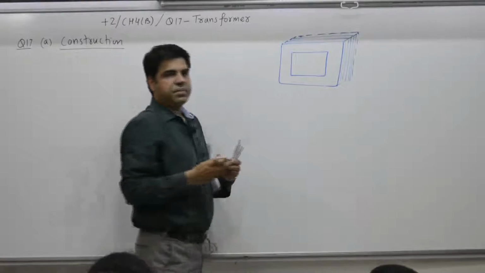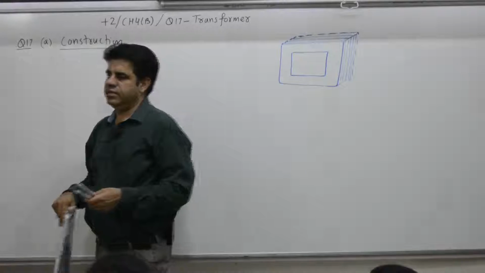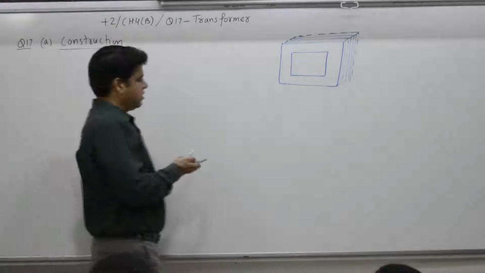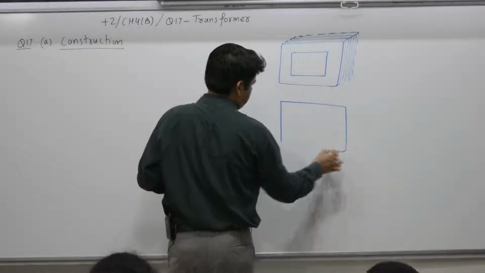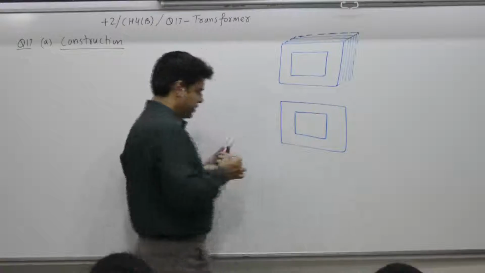Why? The purpose is to reduce eddy current losses, so that heating can be reduced. That is why laminations. One, we will have a two-dimensional view, that means front view. So this is the first part. Core.